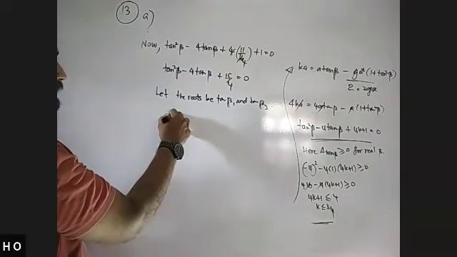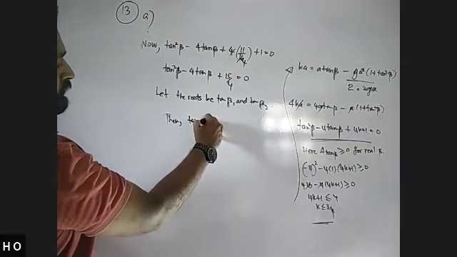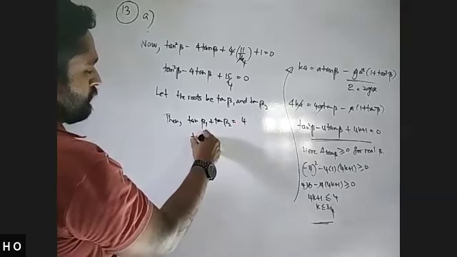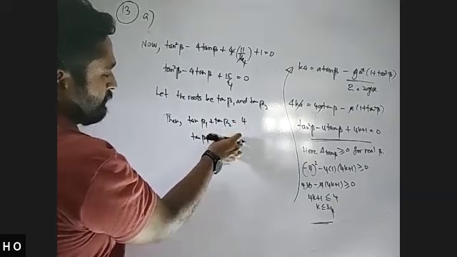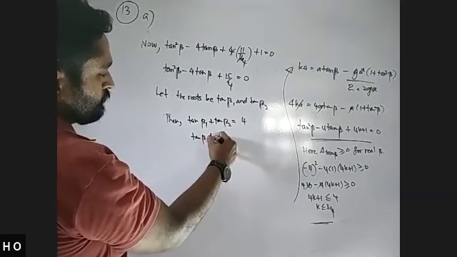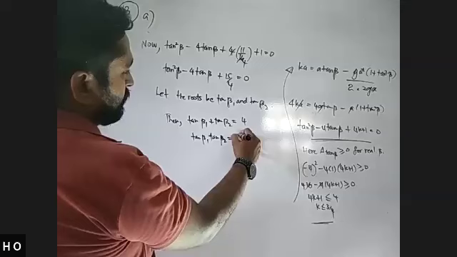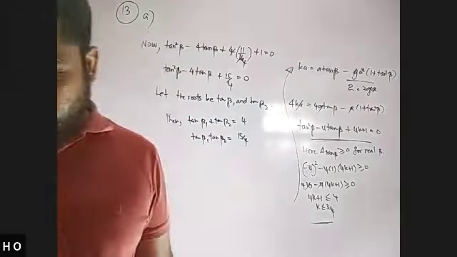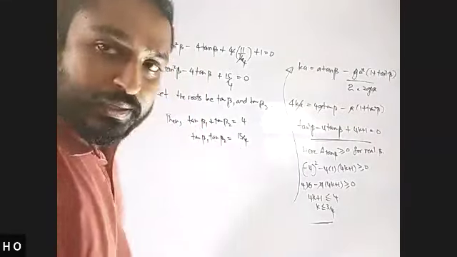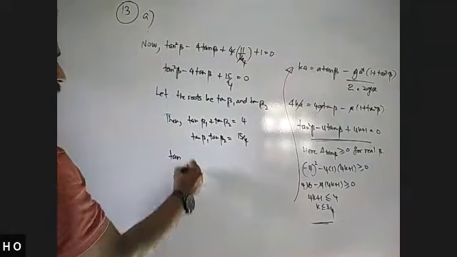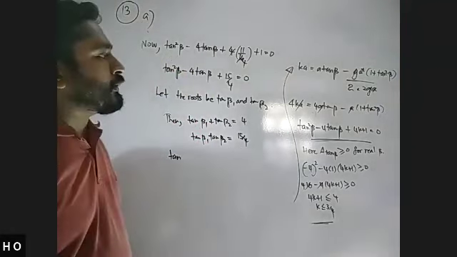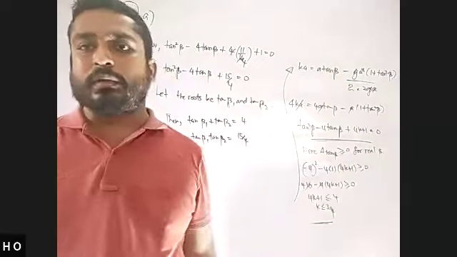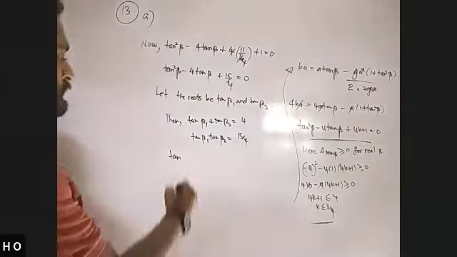So the sum of the roots, tan beta 1 plus tan beta 2, is minus b over a. The product of the roots, tan beta 1 tan beta 2, is c over a, which is going to be 15 over 4. What they ask is the angle between the two possible directions. So it should be tan of the angle between. You don't know which of beta 1 and beta 2 is larger, so you have to use the modulus.